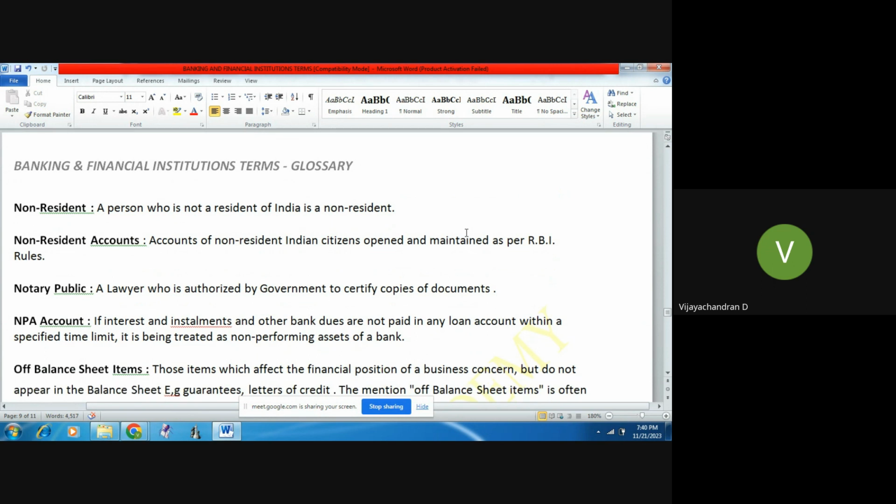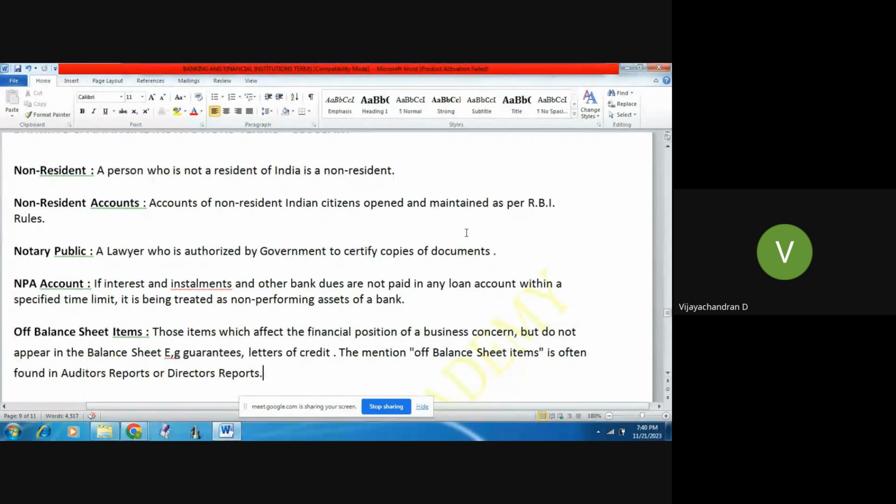Notary public: a lawyer authorized by the government to certify documents. Notary means he will authenticate the document, with the seal.